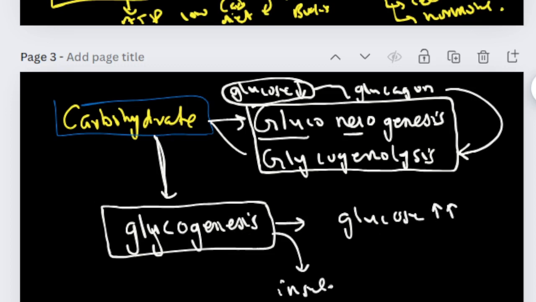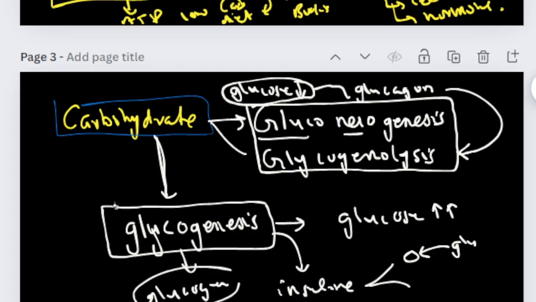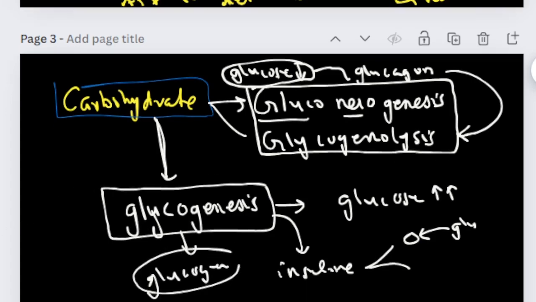Insulin is released, and insulin increases the cell capacity to absorb glucose. This starts glycogenesis, the formation of glycogen, and glycogen is the storage form of carbohydrate.